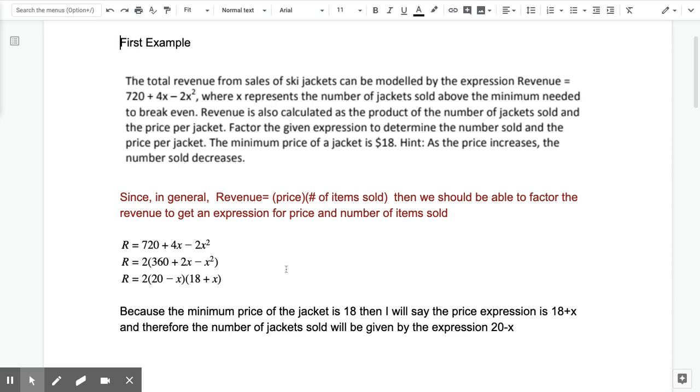Okay, here's a couple of examples of how we could apply factoring. This is from the review assignment before the test. Just a few of you might have had some questions about these. It's like section B, question 1 and 4. The first one says the total revenue from a sales jacket is modeled by a revenue function, and x is the number of jackets that's sold above a break-even point.